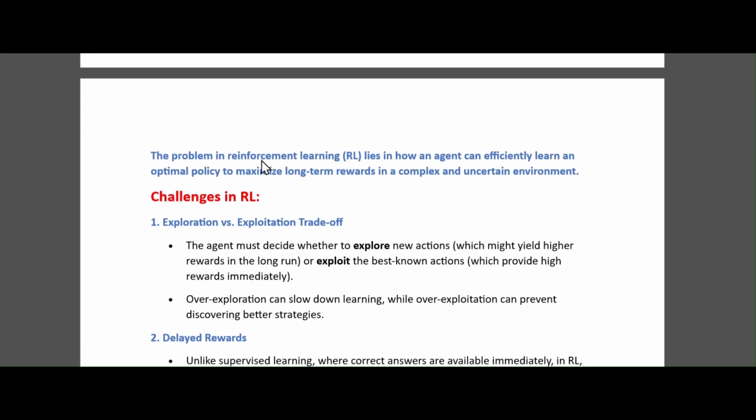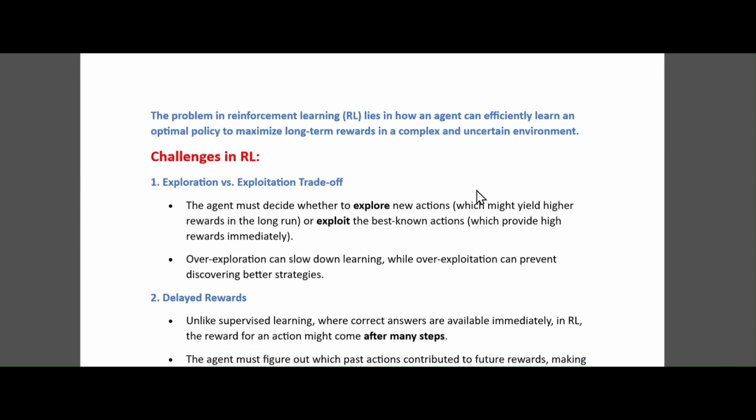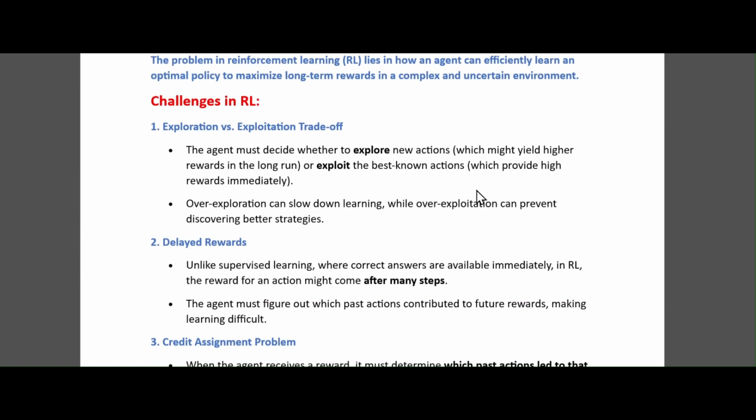So the problem in RL lies in how an agent can learn to gain a higher cumulative reward by following a policy pi in a given time t in an uncertain environment. Uncertain is nothing but a random environment. These are a few challenges or problems in RL, where exploration and exploitation means balancing exploring and exploiting the new states.